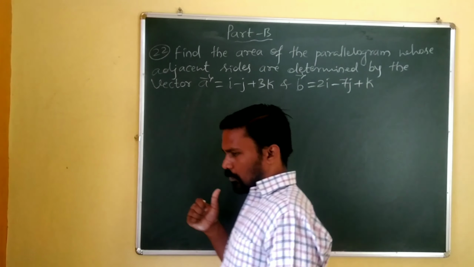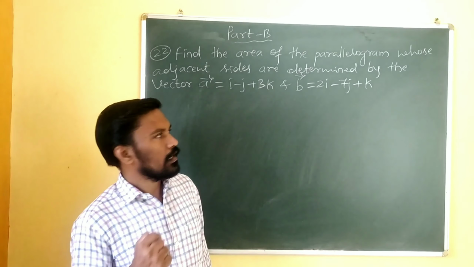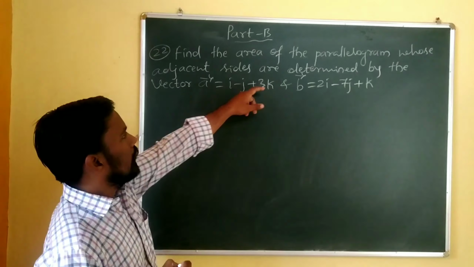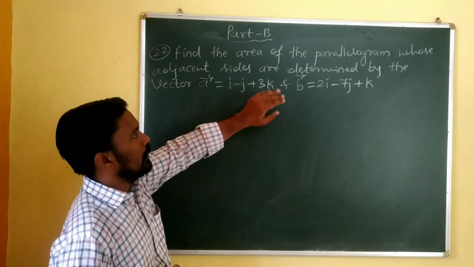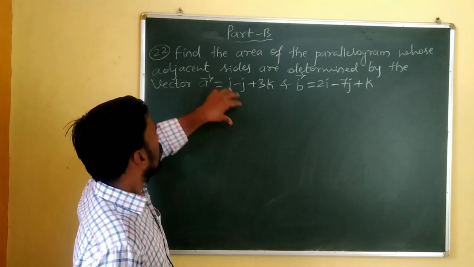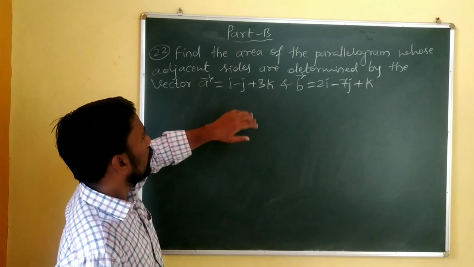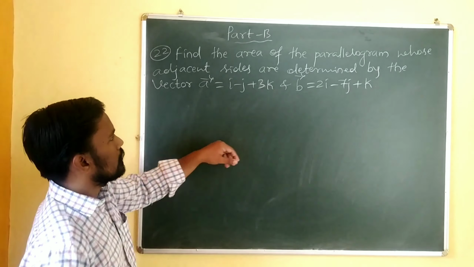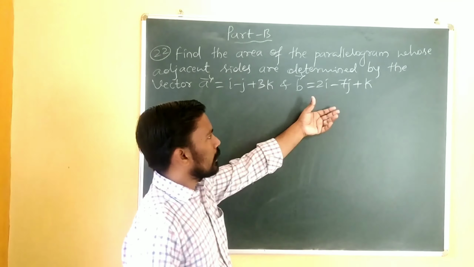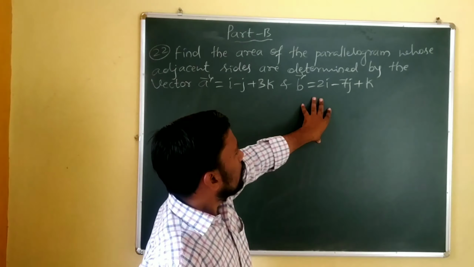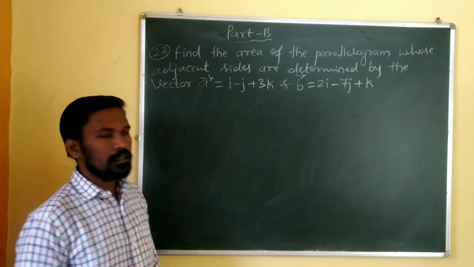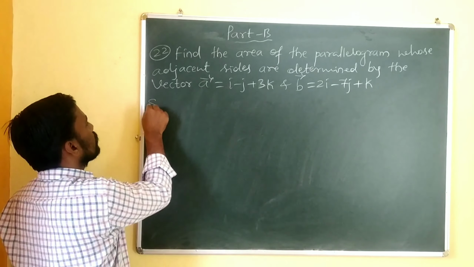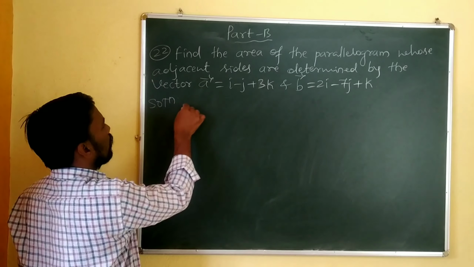See the one more question. This is also from vector algebra. Find the area of parallelogram. Very important question. Find the area of parallelogram whose adjacent sides are given by vector A is equal to i minus j plus 3k, and the second vector B is equal to 2i minus 7j plus k. Just use this standard formula.